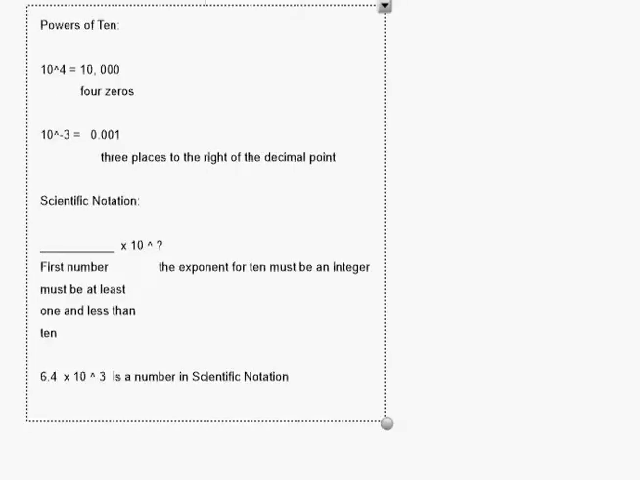Powers of 10. 10 raised to the 4th means a 1 with 4 zeros after it, or 10,000. 10 to the -3 means the 1 now is in the 3rd place to the right of the decimal point with zeros as placeholders. Scientific notation means the first number must be at least 1 and less than 10, times 10 to an exponent, and the exponent for 10 must be an integer. For example, 6.4 times 10 to the 3rd is a number in scientific notation.